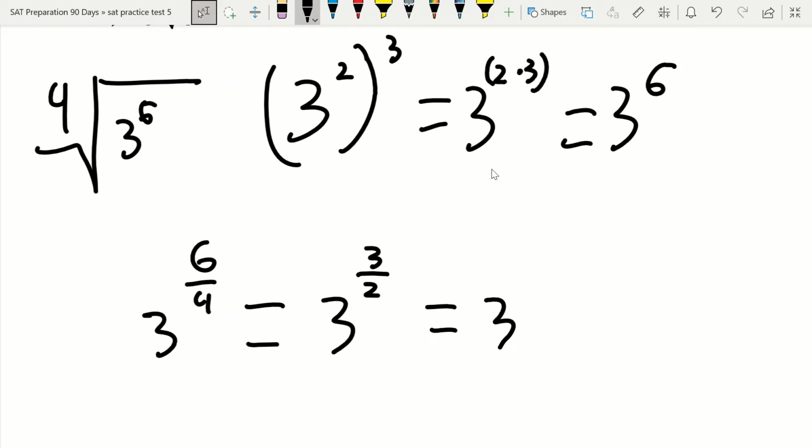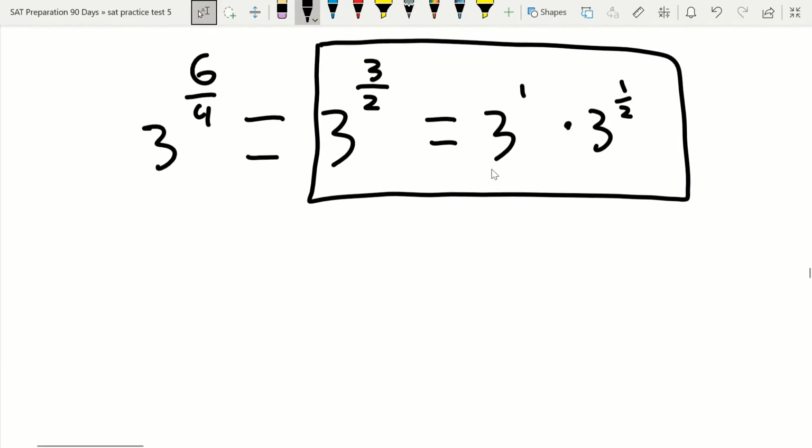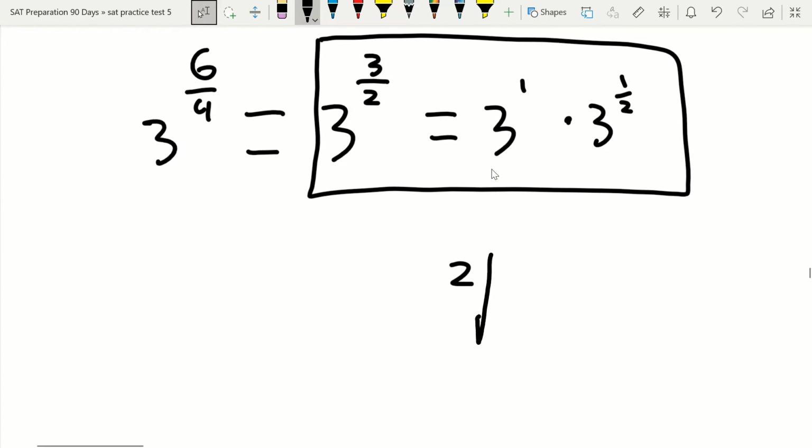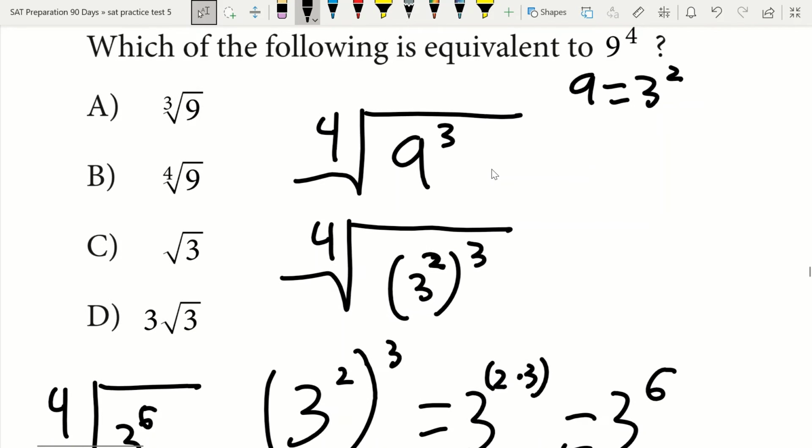So we have 3 to the power of 3 over 2. We know that that's going to be equal to 3 to the first power multiplied by 3 to the 1/2 power. Since when we multiply with the same base, we add our exponents, we know that 3 to the power of 3 over 2 is going to equal 3 to the first power times 3 to the 1/2 power. Now, obviously, 3 to the 1/2 power is the square root of 3. So we're going to be left with 3 times the square root of 3, which when we look at our answer choices, we see is answer choice D. So D will be our correct answer for this question.